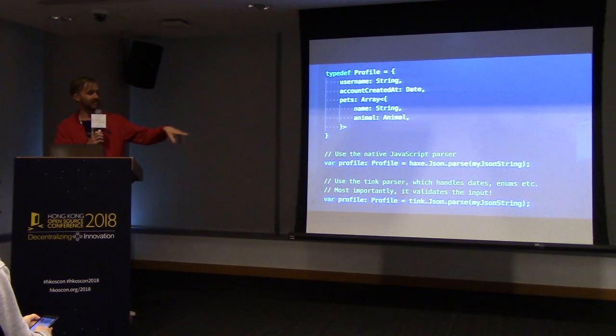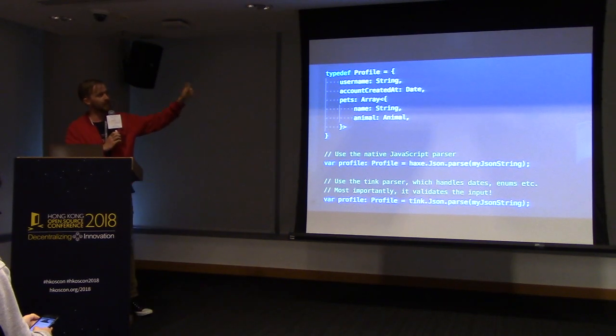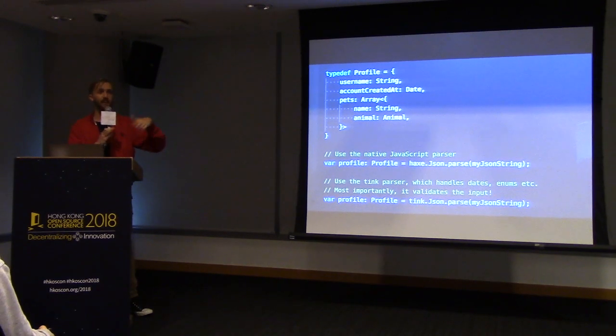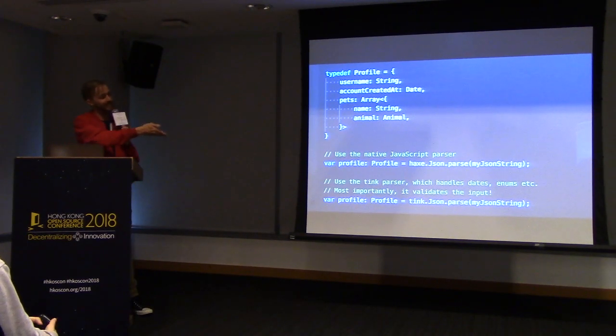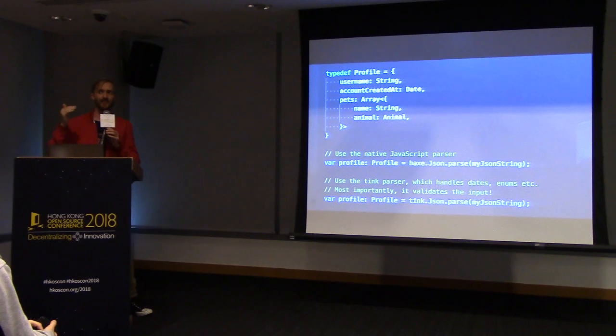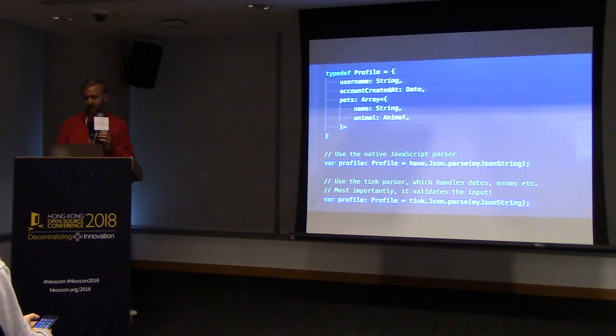With the tink.json.parse, it actually does a validating parser. So it looks at the expected type and it goes, I'm expecting a username, I'm expecting an account created at, and I'm expecting an array of pets. And it will make sure that those fields exist. And if it doesn't, it will give you an error and get you to handle it properly. And all that happens in a single line of code because there's this crazy metaprogramming stuff going on. And so you get some really cool chances to write some libraries that make your life much, much easier with much, much less effort. So yeah, that's things that I love.